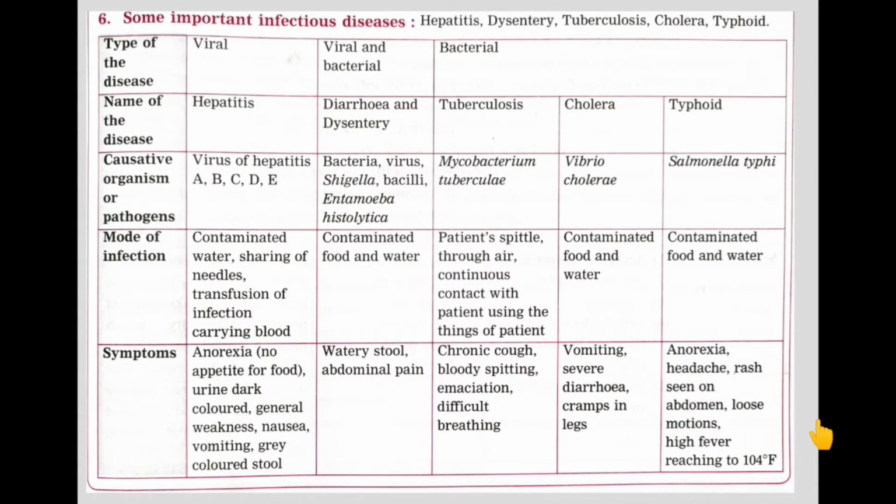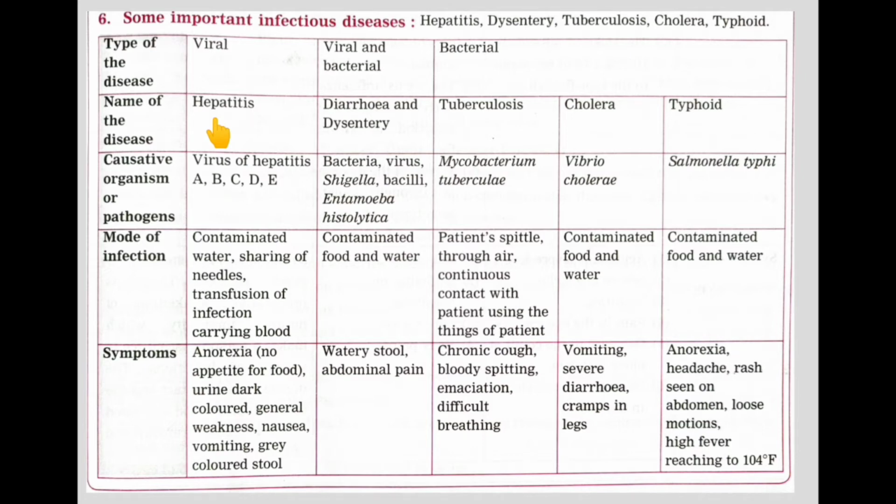Then we will learn about some important infectious diseases: hepatitis, dysentery, tuberculosis, cholera, and typhoid. Let us see about hepatitis. In case of hepatitis, the causative organisms or pathogens are hepatitis viruses. These viruses are of 5 types: virus A, B, C, D, and E. Through these viruses, hepatitis is caused. A person is infected through these pathogens.